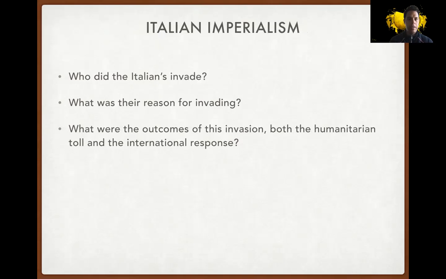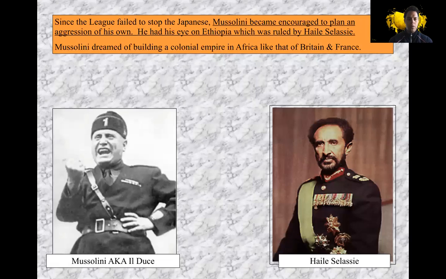Our next will be Italy. So again, Italian imperialism. Who did the Italians invade? What was their reason for invading? What were the outcomes of this invasion, both humanitarian toll and the international response? So, as we know, the leader of Italy was the first fascist, Benito Mussolini, aka Il Duce, for the leader. And he saw what happened in specifically Manchuria as a green light to do what he liked.